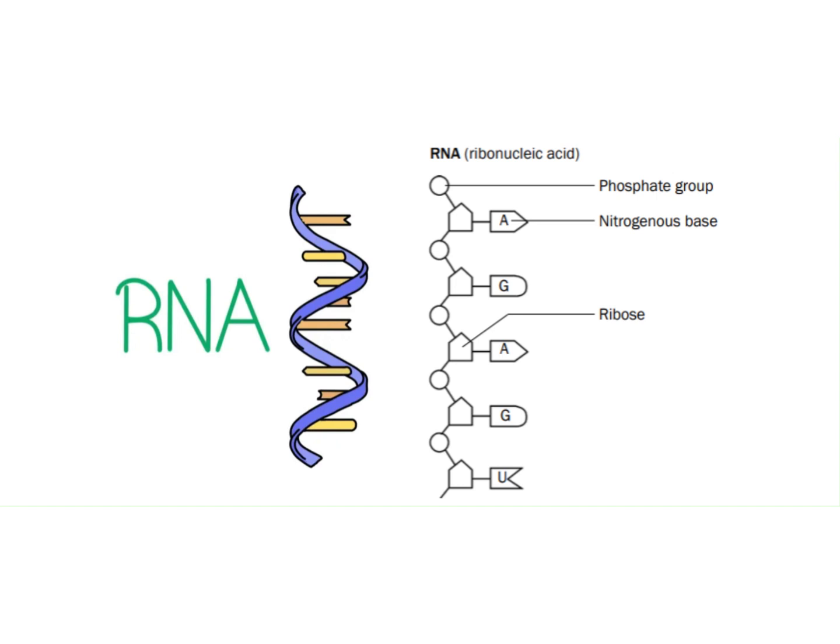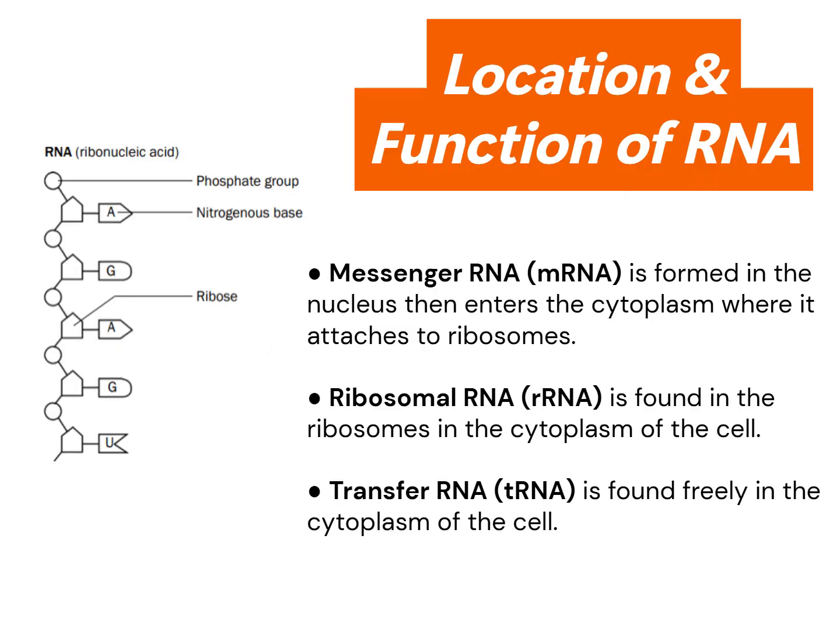Now, looking at the RNA, the structure is shown on the screen. We have a single strand with several nucleotides containing the phosphate groups, nitrogenous bases, and the ribose group.